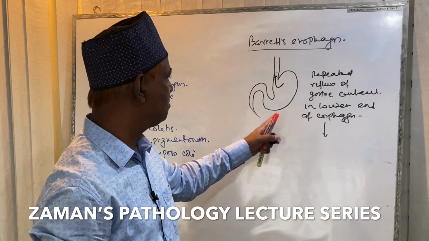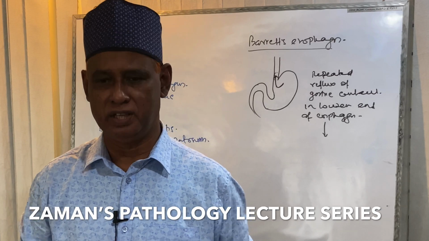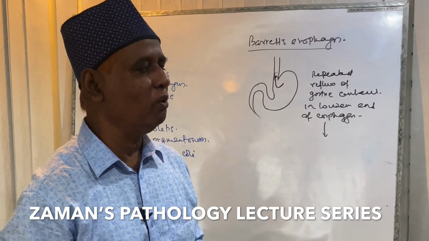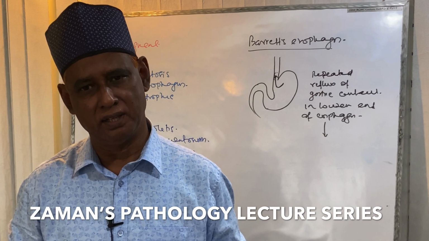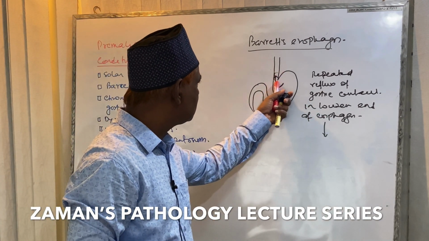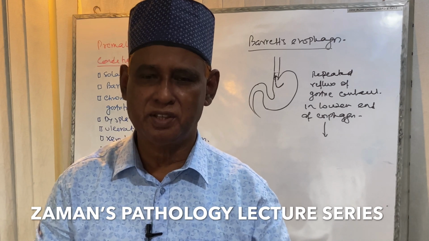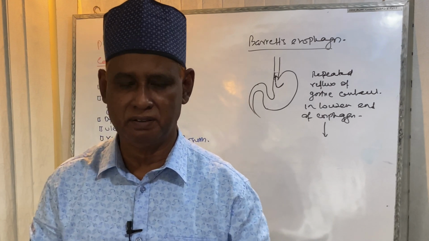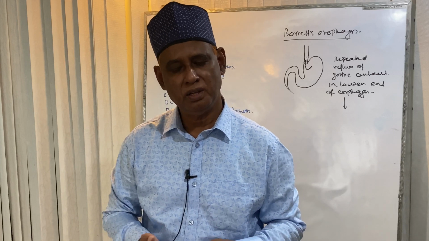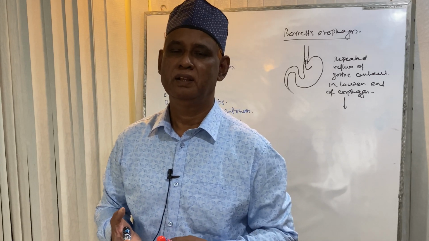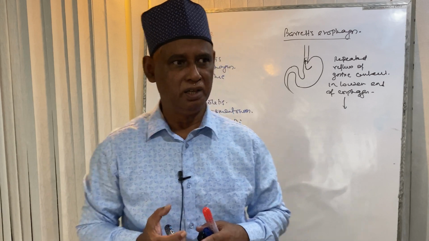If there is repeated reflux of gastric content from the stomach to the lower end of esophagus, there will be metaplasia due to chronic irritation. The squamous lining of the lower end of esophagus will be replaced by gastric columnar or intestinal-like columnar epithelium. If there is columnar metaplasia in the lower end of esophagus, then that esophagus is known as Barrett's esophagus, named after the scientist Barrett. There are many complications of Barrett's esophagus. There may be peptic ulcer, stricture, esophagitis, and esophageal carcinoma. So Barrett's esophagus is one of the pre-malignant conditions.